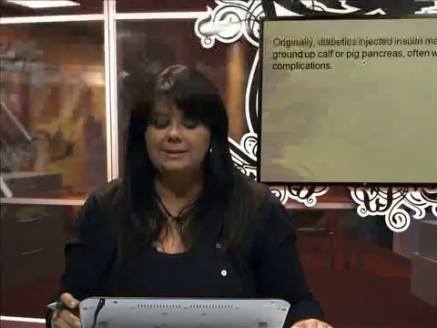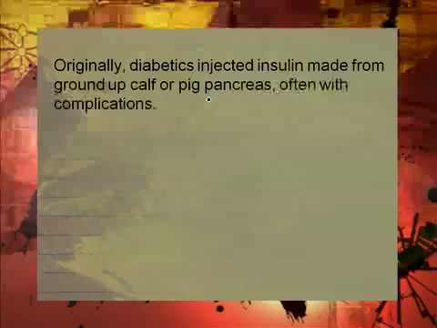So originally, diabetics injected insulin that was made from ground up calf or pig pancreas, and there were often complications. For example, the person could be allergic to the pig insulin. They could have problems with religion, having the pig insulin inside them, and it's an expensive process as well. And so a need arose to produce human insulin via the process of genetic engineering.